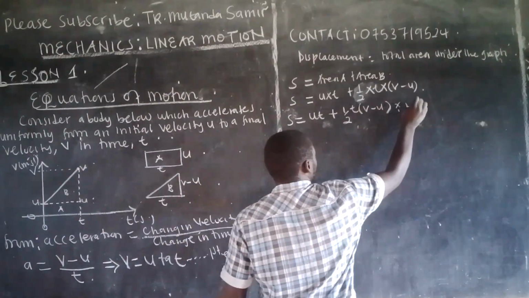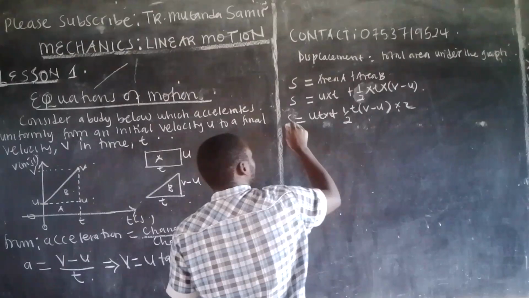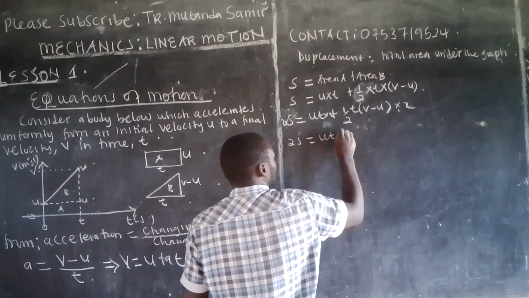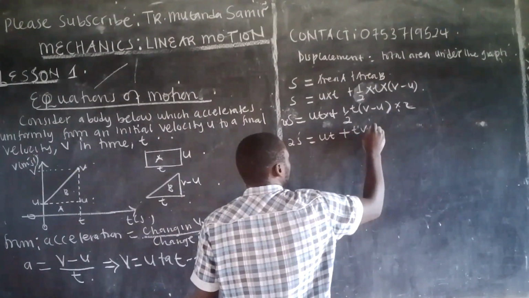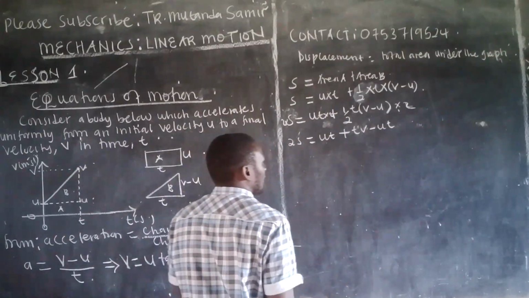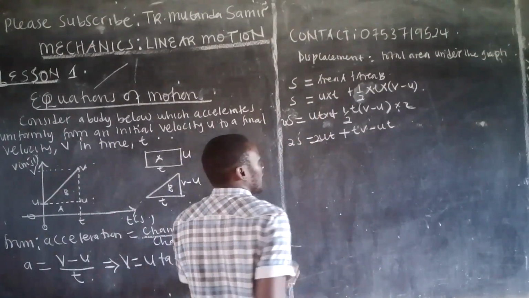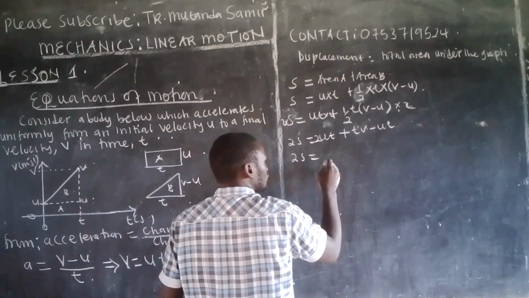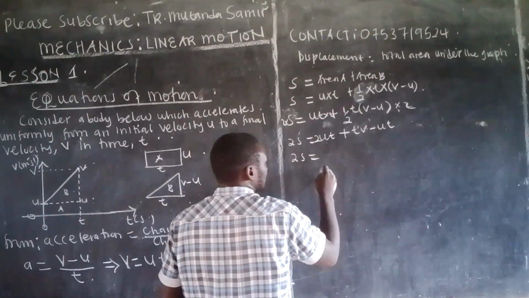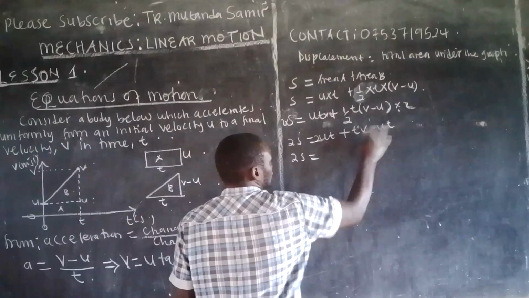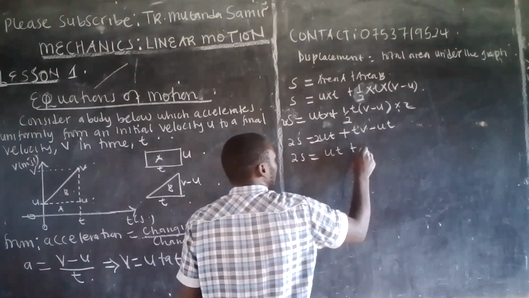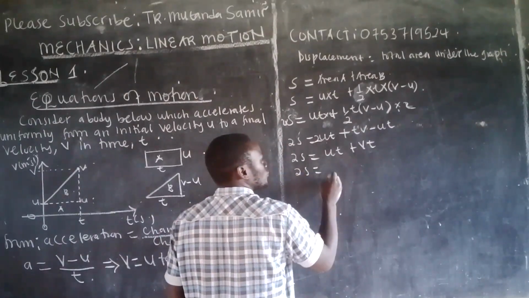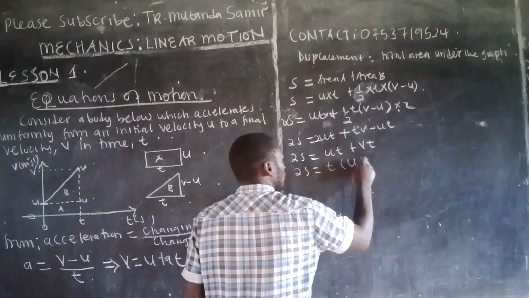If you multiply here by 2, and even here by 2, and even this times 2, we shall now have 2s is equal to ut plus, now multiplying that will be now tv or vt minus ut. Oh, by the way, multiply this by 2, we shall have a 2 there. So we find that 2ut minus ut gives us ut plus vt. Or in simple terms, 2s is equal to t into (u plus v).